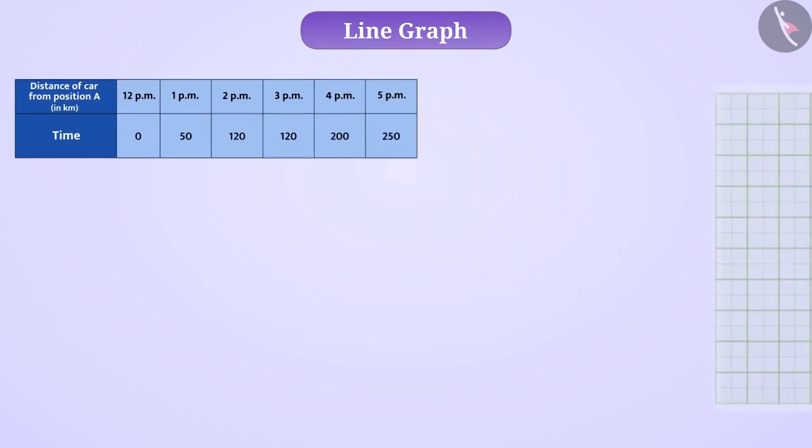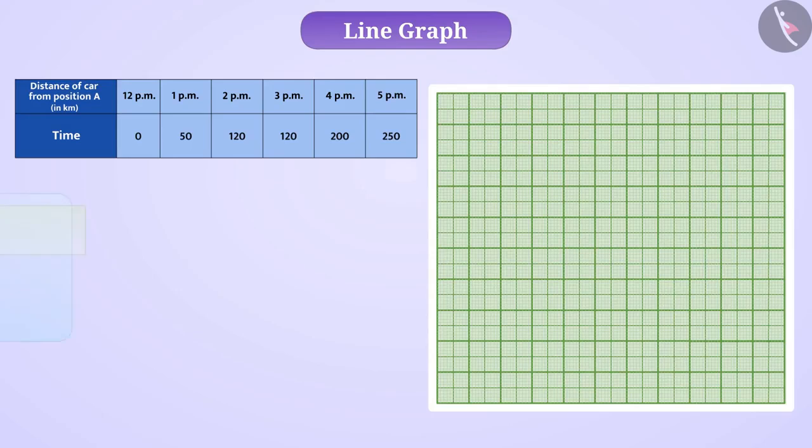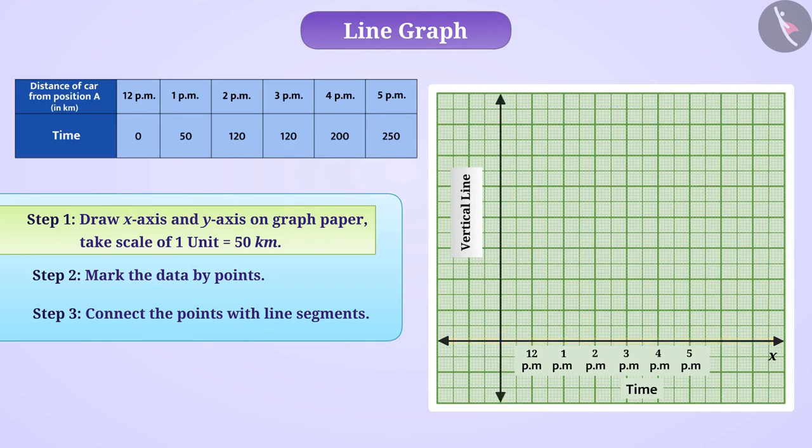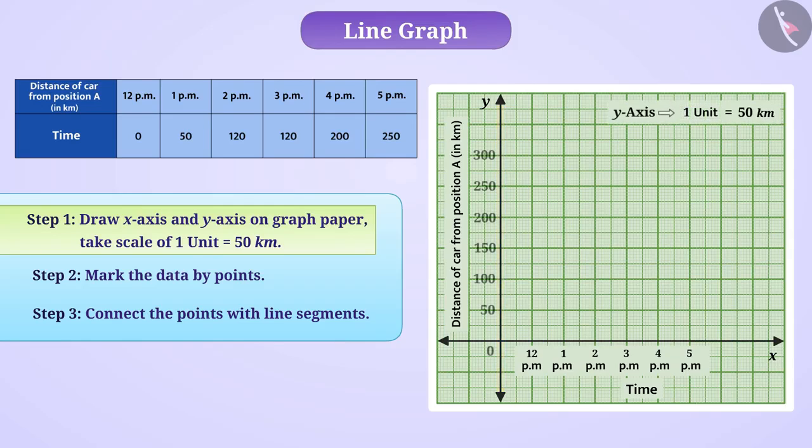We will take a graph paper. On this, a horizontal line will be drawn, which is called the x-axis. We will show the time on the x-axis. Similarly, we will draw a vertical line, which is also called the y-axis. On this, we will mark the distance of the car from position A. To show this distance, we will take the scale of 1 unit equal to 50 km on the vertical line.